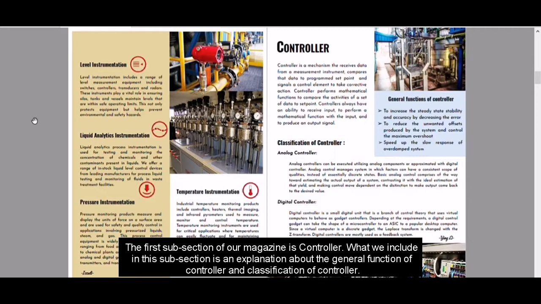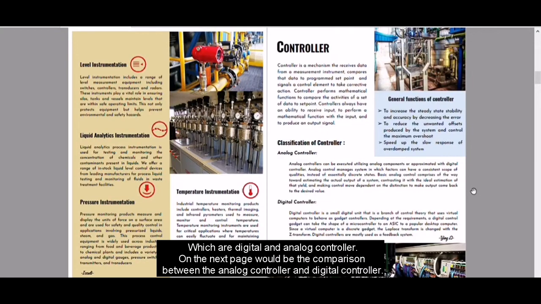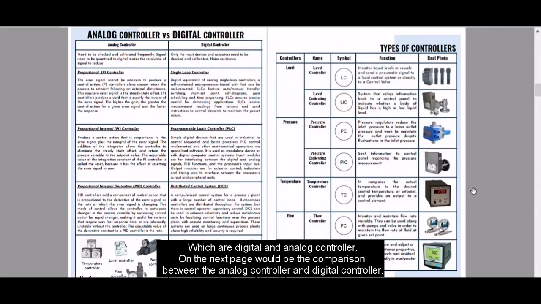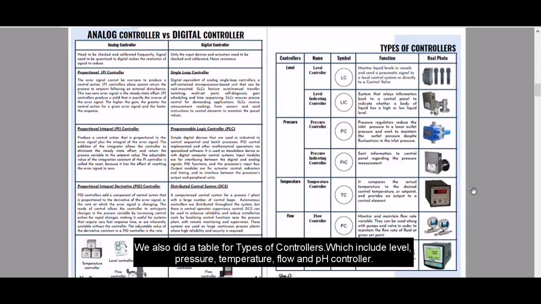So the first subsection of our magazine is the controller, and what we include in this subsection is we explain what is the controller, then the general functions of controller, and also we did the classification of controller, which are the analog and the digital controller. Then next page we'll do a comparison table between the analog controller and also the digital controller. And we also did a table for the types of controller, which includes level controller, pressure controller, temperature controller, flow controller, and the pH controller.